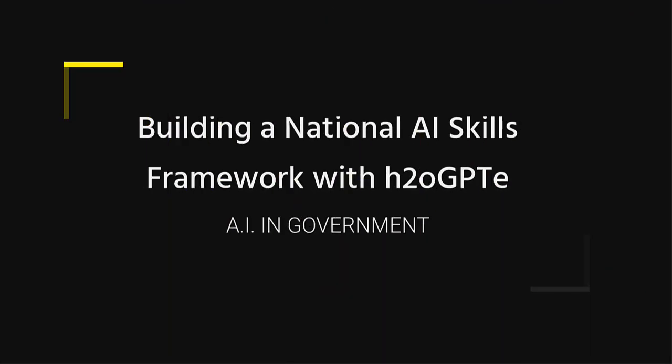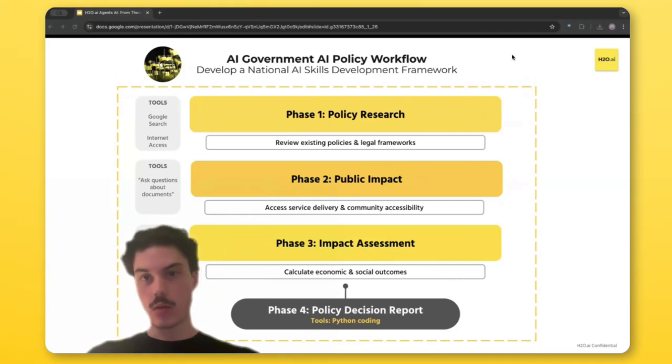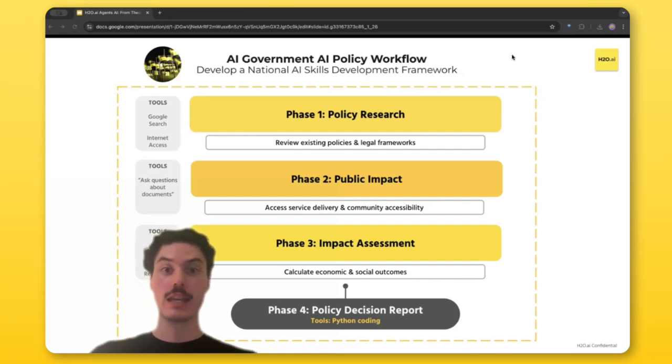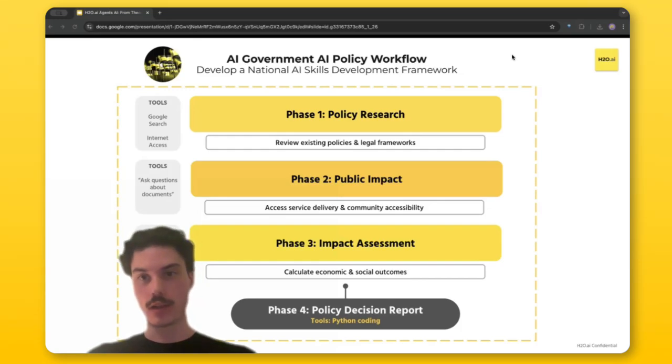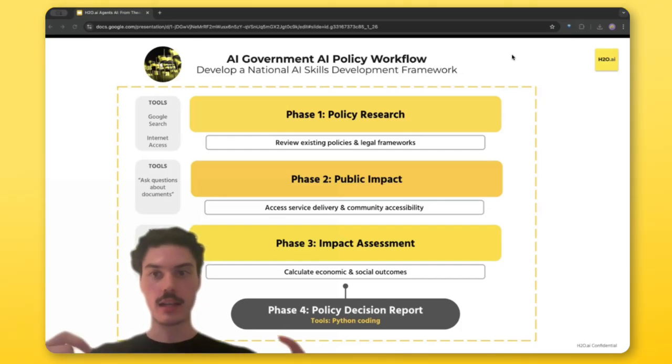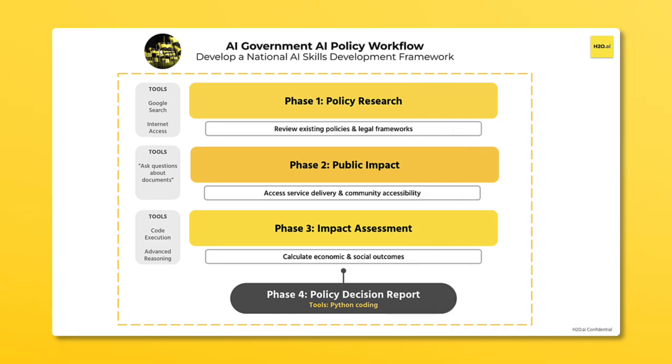Okay, so we're back at our next use case. This time, instead of finance, we're going to take a look at a government use case. Here, we're going to be creating an AI agent to develop a national AI skills development framework. In this case, it's an AI policy workflow. So it's a very similar sort of four-stage solution here.